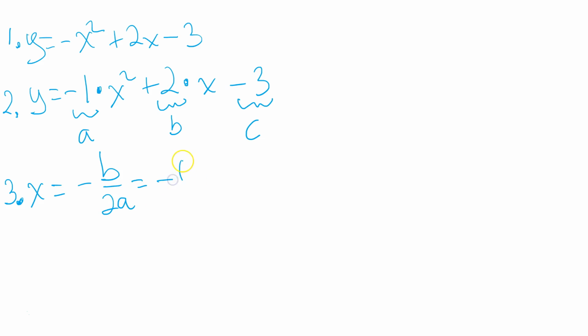So we'll have negative, and I replace b with 2. And then on the bottom I'm going to put 2 times, and I replace a with the value of negative 1. That's what I identified it as in step 2. Then I simplify: negative 2 on the top. On the bottom I have 2 times negative 1, which is negative 2. And then negative 2 divided by negative 2 is positive 1. So I mark down 1. That is the x-coordinate of the vertex.